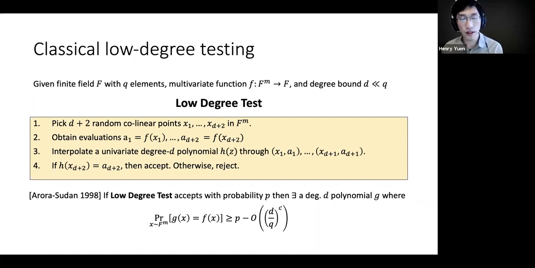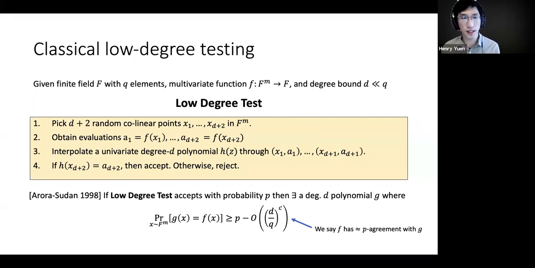And so the remarkable thing to notice about this is that this probability p can be very, very small. As long as p is greater than this quantity, O of degree over field size raised to some power, which is some very, very small number, we still have some guarantee on the structure of f. We know that at least on some part of the space, it looks like a degree d polynomial. And so we say that f has roughly p agreement with g.